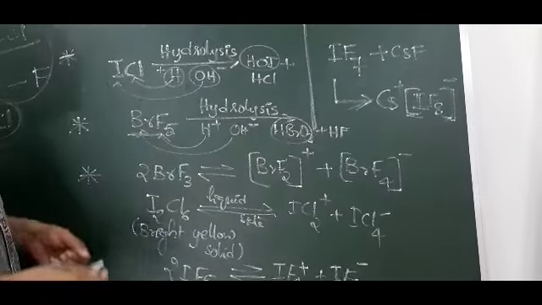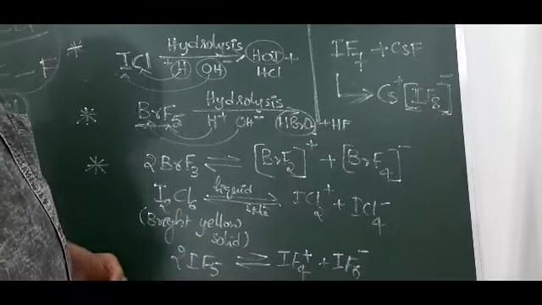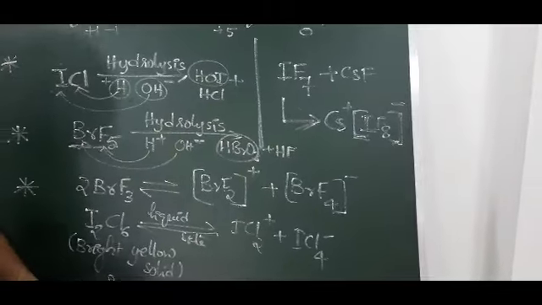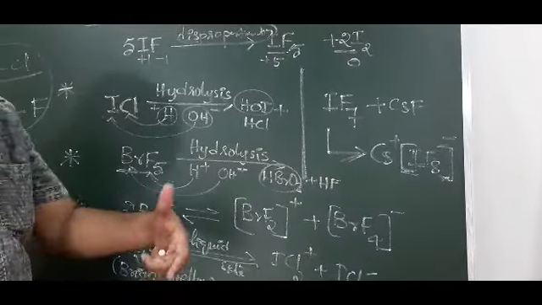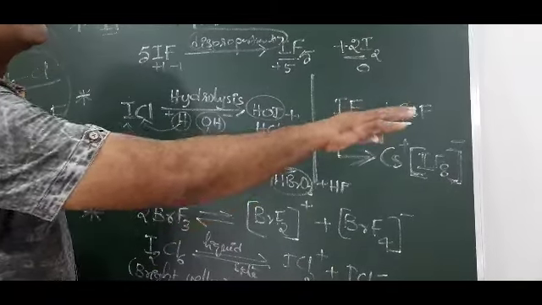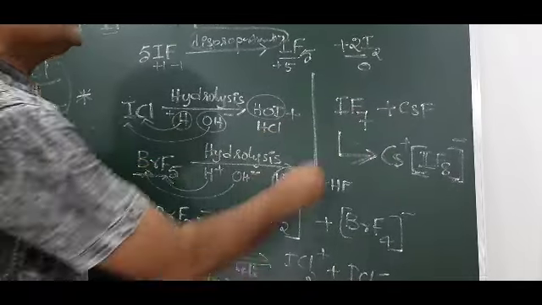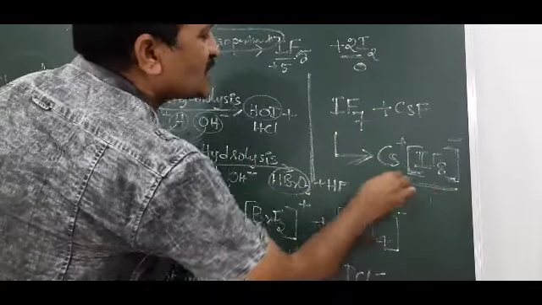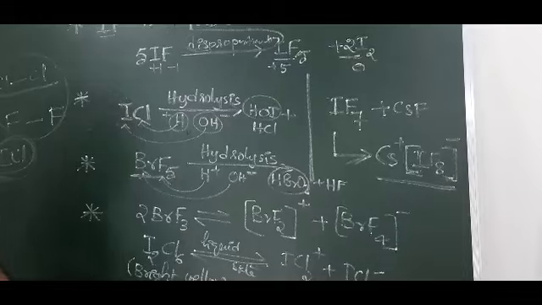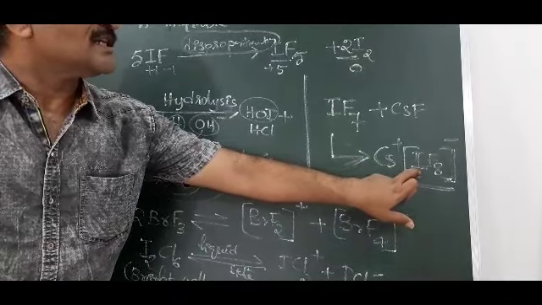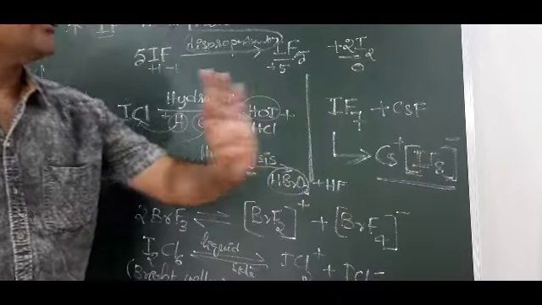And almost all fluorine-containing interhalogen compounds will act as fluorinating agents. What is called a fluorinating agent? They may donate fluorine, they may accept fluorine. Generally, fluorine-donating groups are called fluorinating agents. Here IF7 and CsF will combine and show this reaction, giving CsIF8. It is a very important complex compound. Here the central atom is iodine.